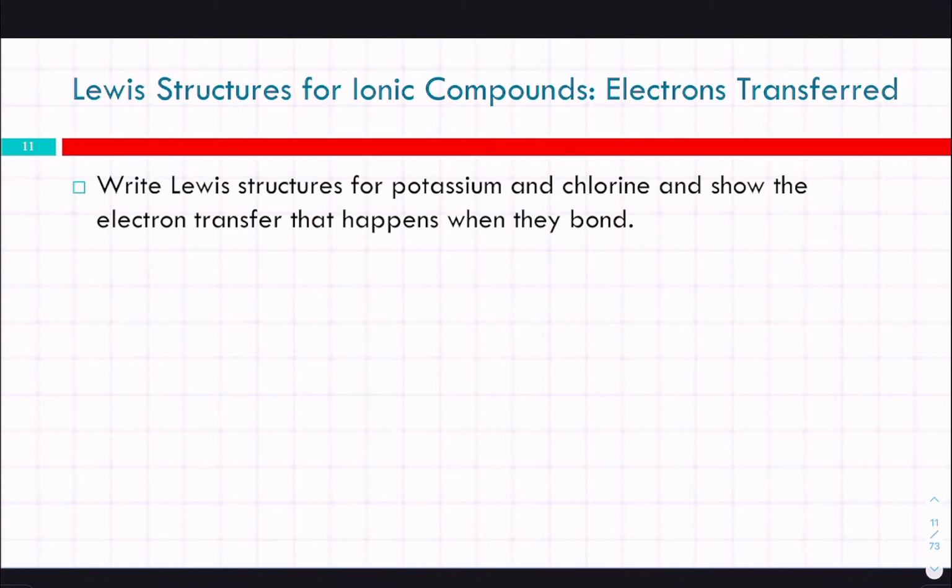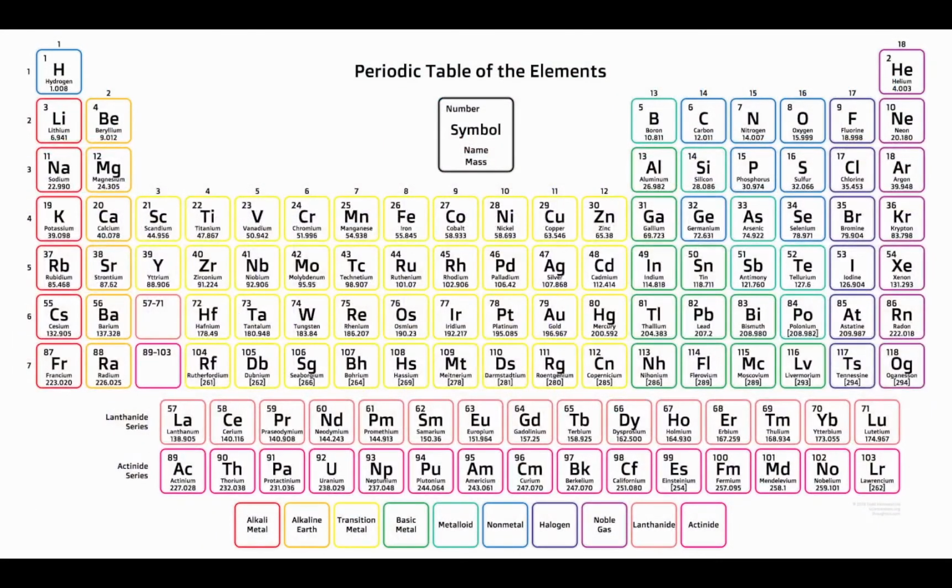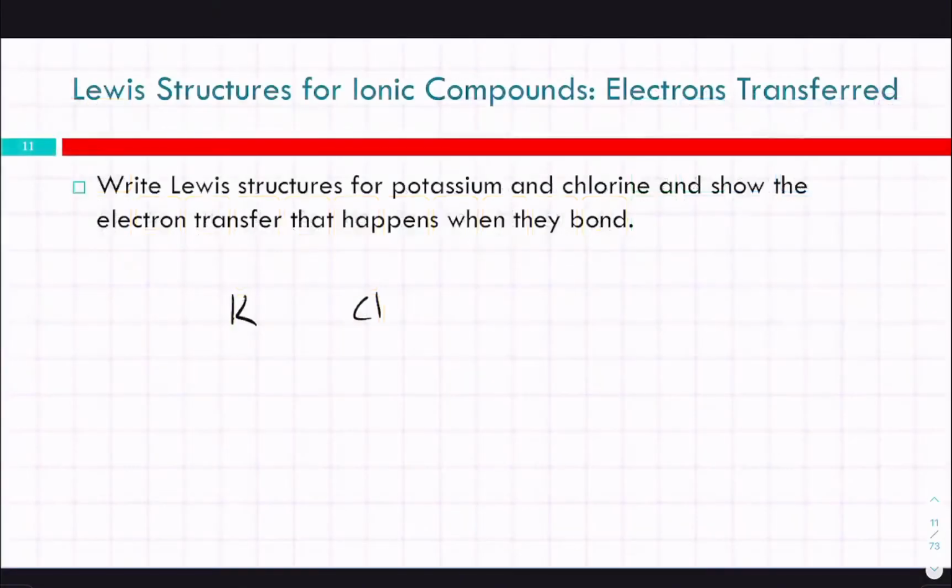So we write the Lewis structure for potassium and chlorine. Again, how many valence electrons does potassium have? Just one. And chlorine? 7. So one valence electron for potassium is going to be 1 dot. Actually, I'm going to draw it on the other side. And then for chlorine, you have 1, 2, 3, 4, 5, 6, 7.